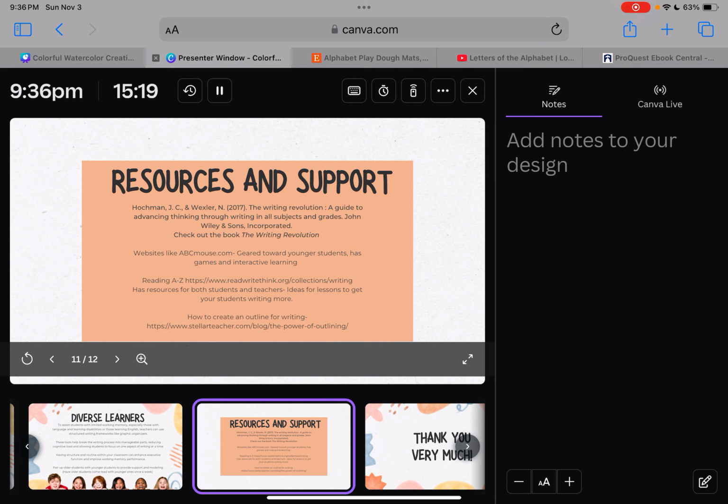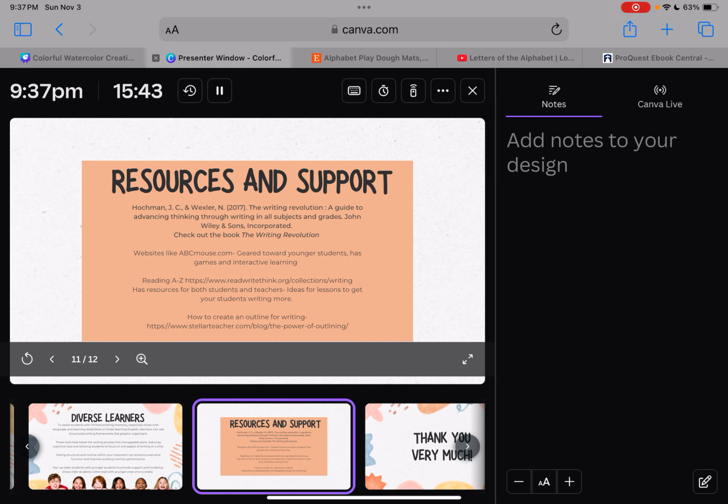And then a few resources and support. A lot of the information that I gave you today was pulled from the book, The Writing Revolution, A Guide to Advanced Thinking Through Writing in All Subjects and Grades. It's a really, really good resource. I have used it a lot online, and I actually really want a copy of it myself because I think that it will be good to have in my classroom someday and use as a resource.